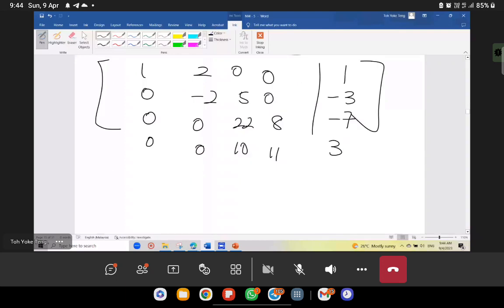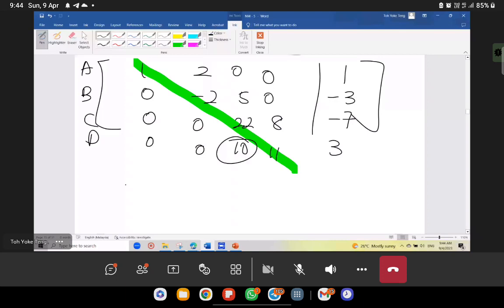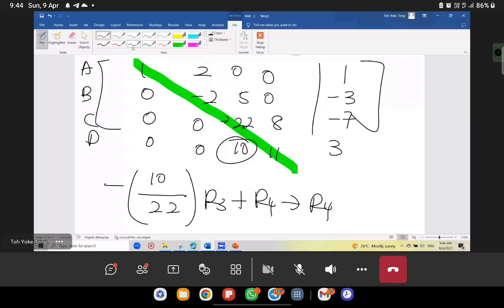Okay. Again, the last thing, as refers to here, the main diagonal. The last element is going to be eliminated: A, B, C, D. Again the same thing, so negative, the element to be eliminated, 10, over the diagonal element. It refers to here, the diagonal element as 22. R3 plus R4 is going to be the latest row 4 here. So here is C, here is D.